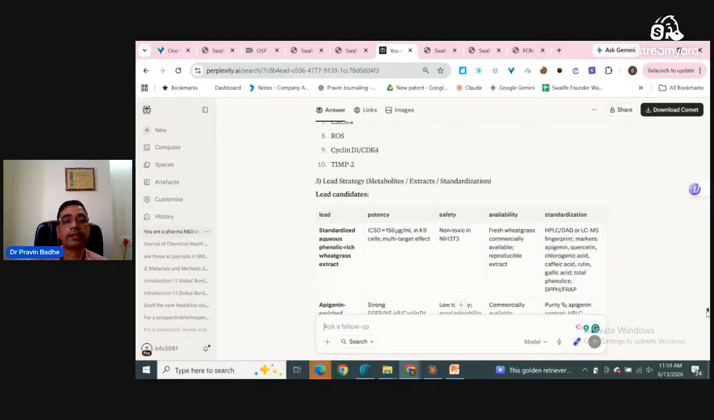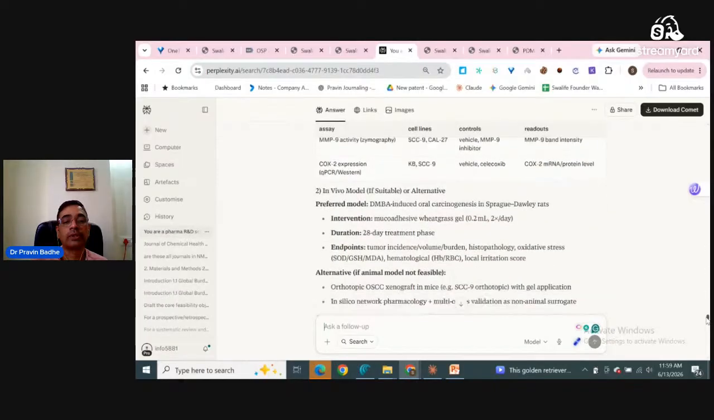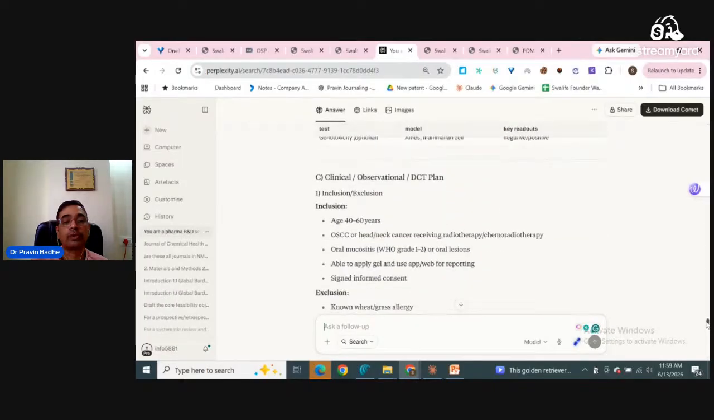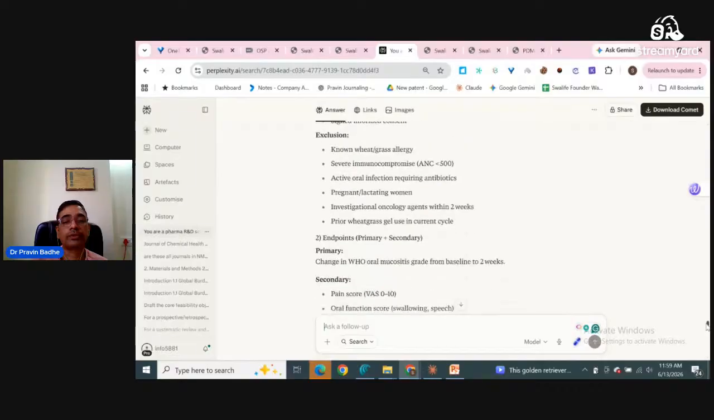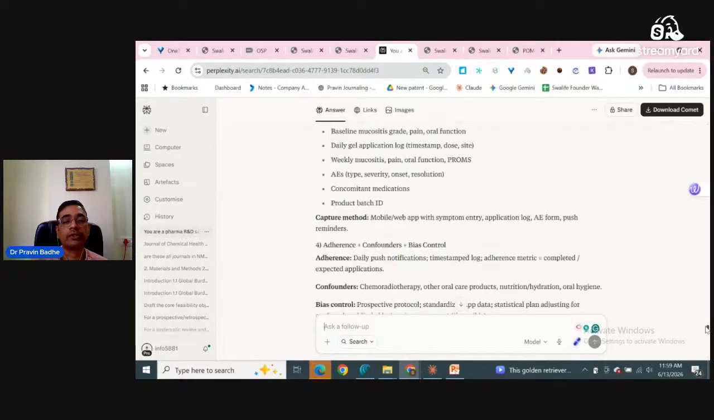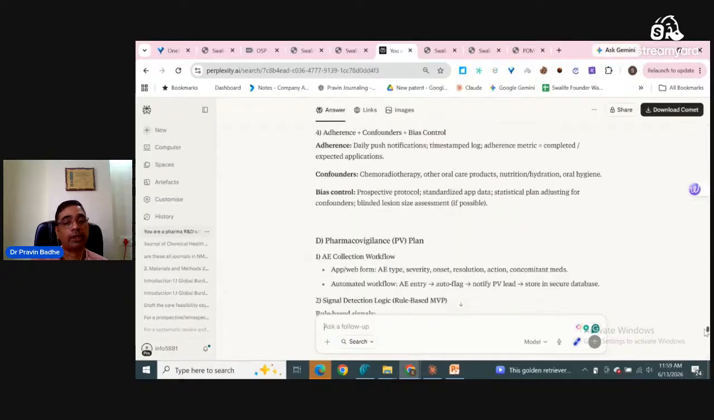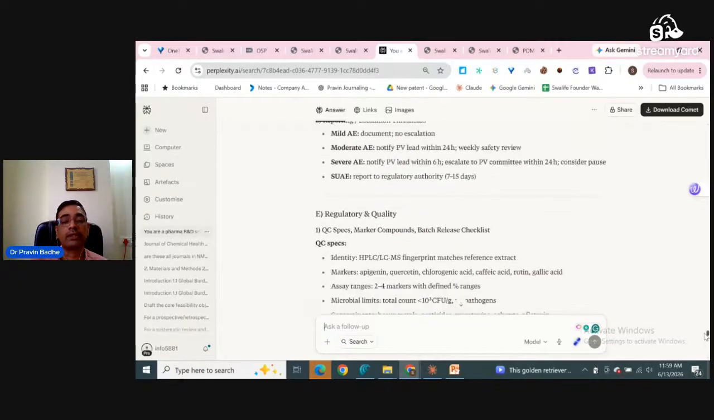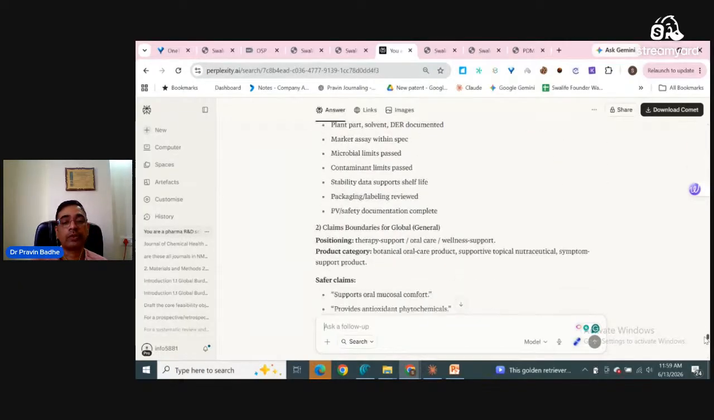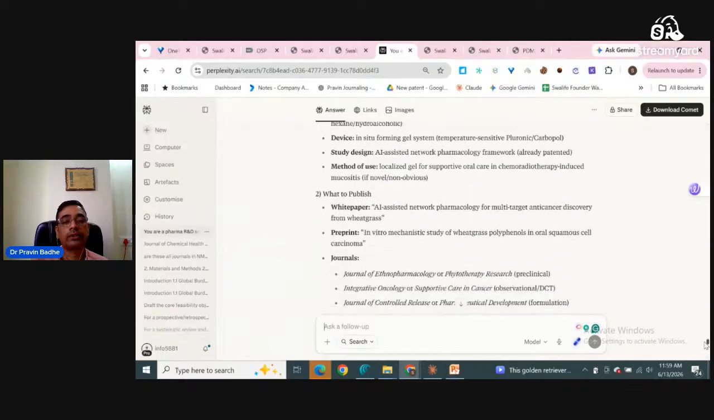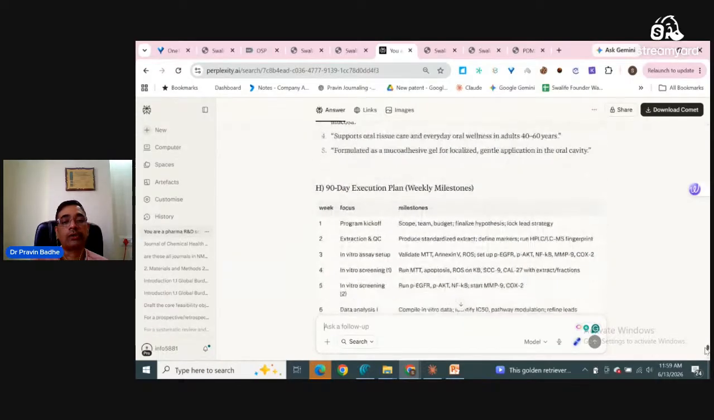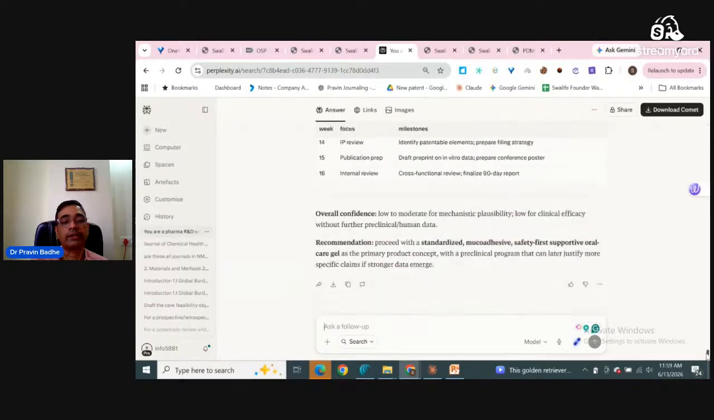Preclinical plan has been given, lead candidate has been given, in vivo, in vitro, and clinical observational studies which you can plan have been given with inclusion exclusion criteria, which are an important part we will be discussing in the clinical part as well. And all this IPR with the marketing and all the claims and the 90 days plan it has given us in the structural format. So now this is your second structural data which you got.